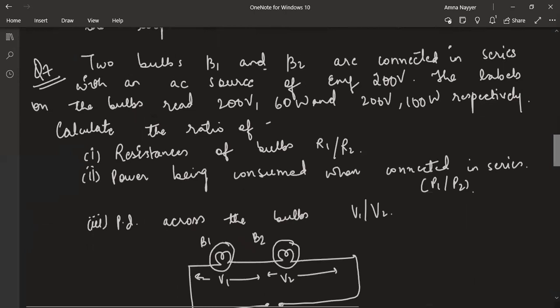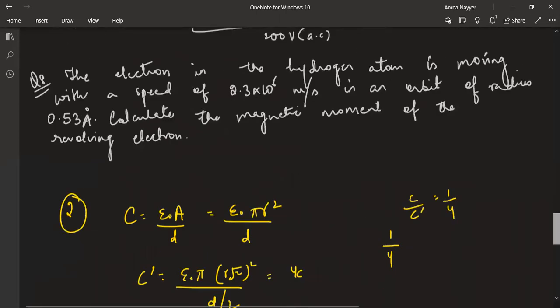This question says that two bulbs B1 and B2 are connected in series with AC source of EMF 200 volt. Labels on the bulbs read 200 volt and 60 watt for the first bulb and 200 volt, 100 watt for the second bulb. You have to find out the ratio of their resistance. See, this also I'll do it separately and show. Ratio of resistance, power and potential difference.